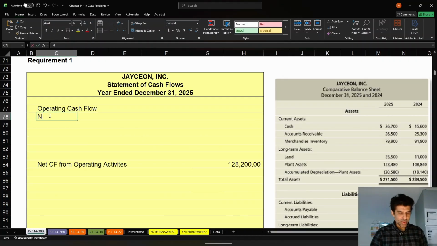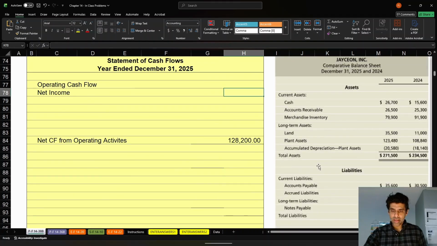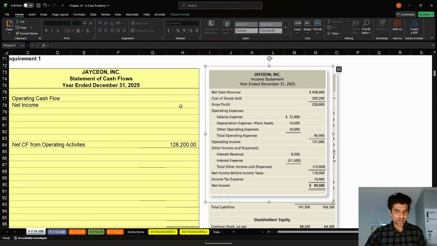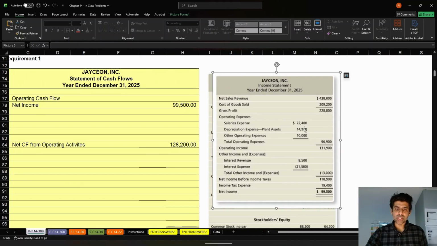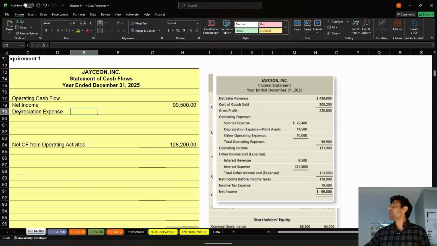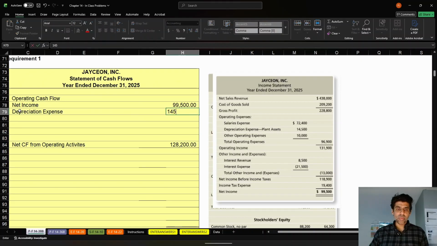Okay, so again, we start with net income, and we are going to adjust net income because there's a mix of cash and non-cash things going on in net income. Net income from this income statement is 99,500. The first and obvious add back is depreciation expense. We know for a fact depreciation expense is fully non-cash because the journal entry is debit depreciation expense, credit accumulated depreciation. There's no cash involved. So this is a pure non-cash expense that reduced net income, but not because of a cash flow; it's an accrual-based accounting expense.